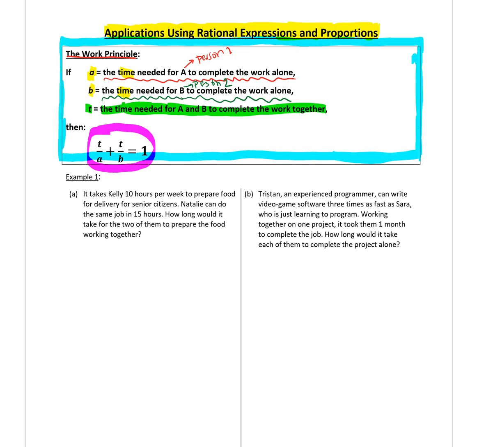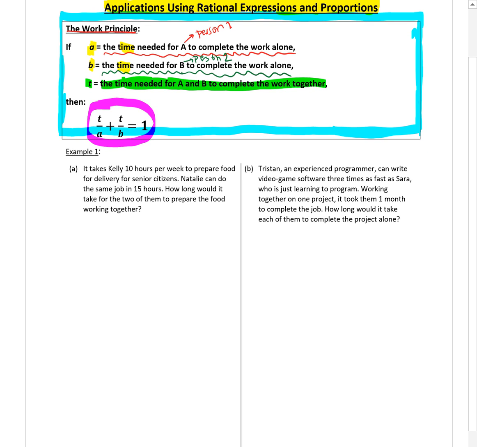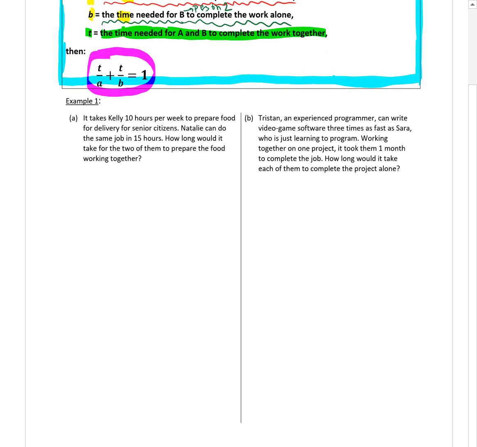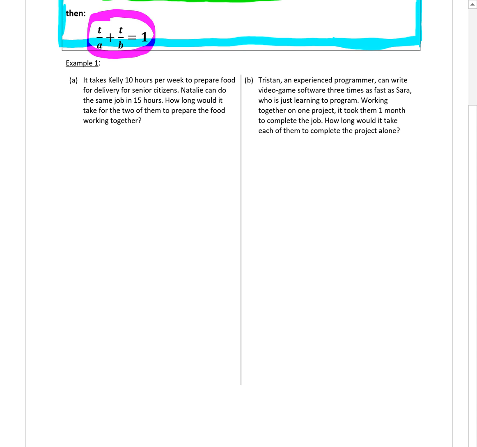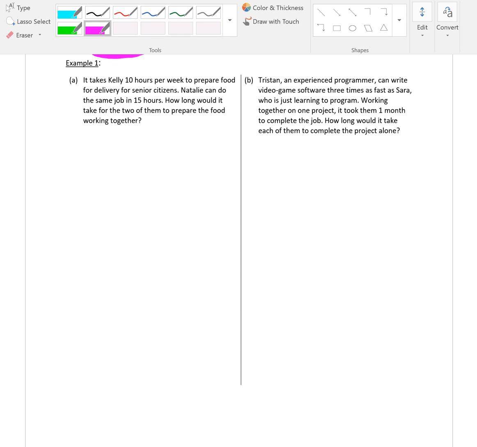That's the time needed to work together over the time needed for person 1 by himself, plus the next rational expression is lowercase t over lowercase b, where that means the time needed to work together over the time for person 2 to work alone. When you add those 2 rational expressions together, you should get 1. So that's the equation we'll be using in these problems for the work problems.